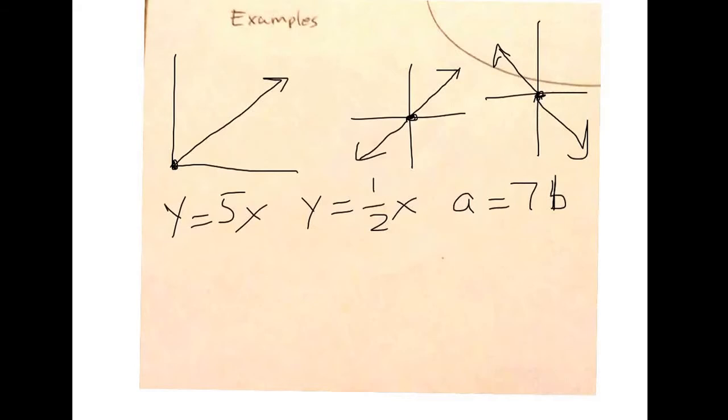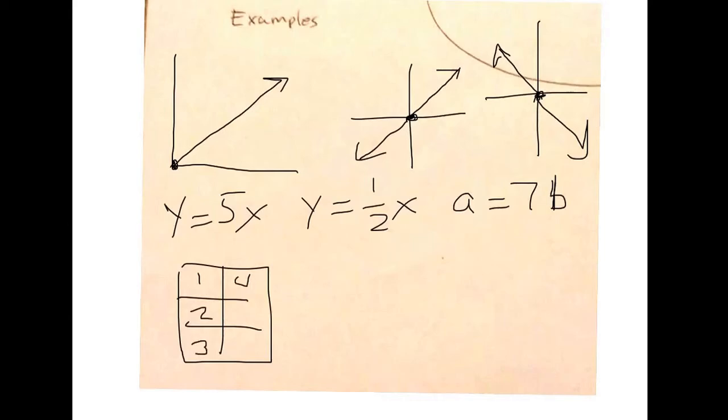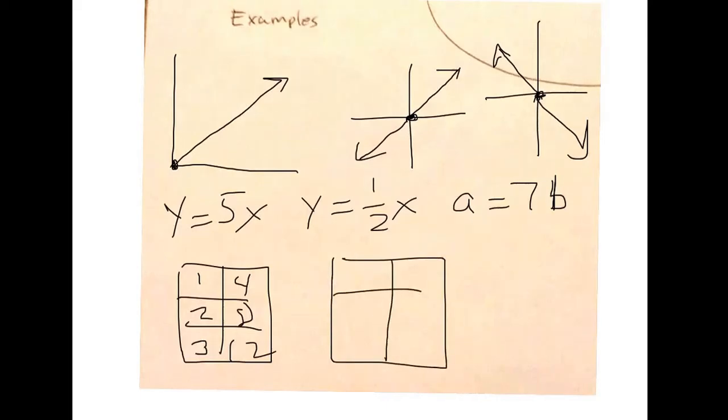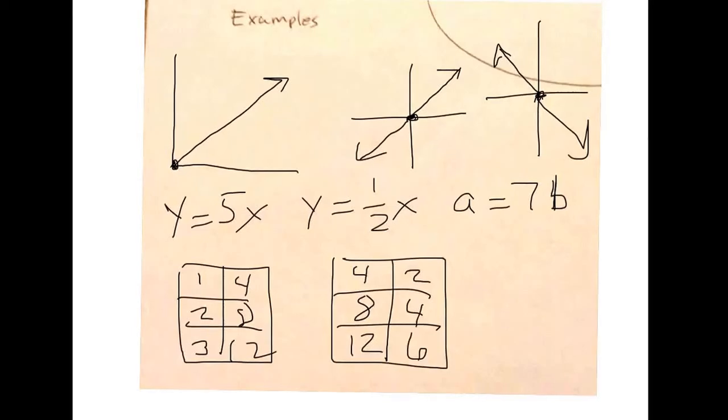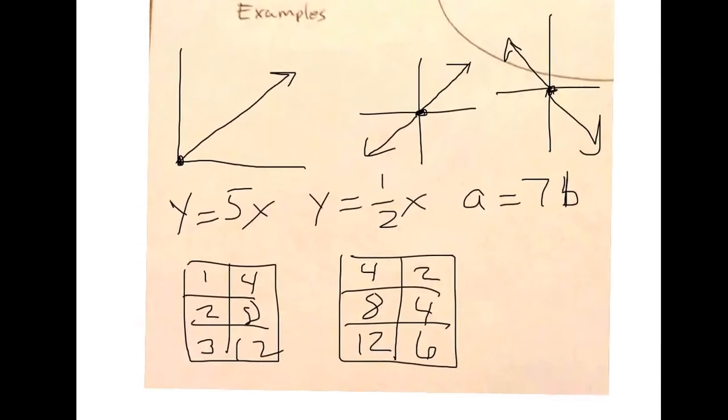Tables that would be examples. This one we've been looking at: 1, 2, 3, 4, 8, 12. Another example might be this. This is a division example. Let's say I had 4, 8, 12. And let's say I decide I want to divide those all by 2. So this becomes 2, 4, and 6. This is a direct variation also.